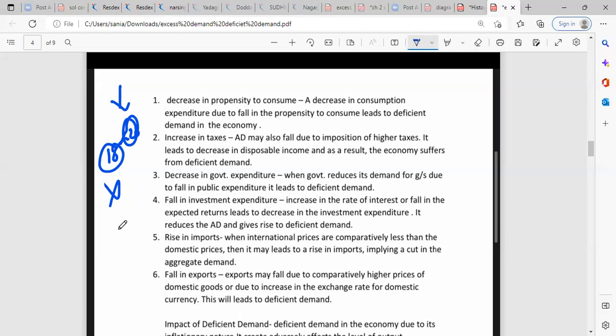Then rise in imports. Now you are purchasing more and more products from other countries, so why would you demand from the present country? And fall in exports. Earlier the shopkeeper had two customers: one he sold to some foreign company. But now nobody purchases his product abroad, and over here he has only one person who will purchase it. So again it will cause a fall in demand. So these are the reasons.